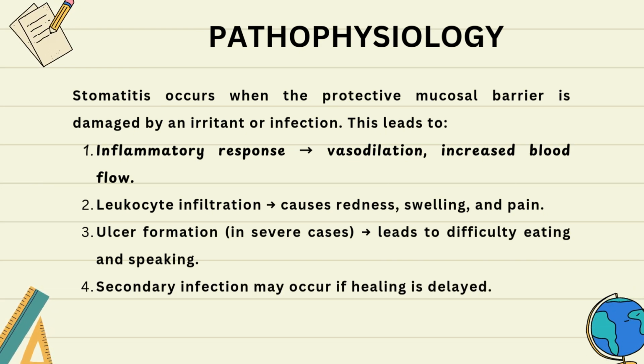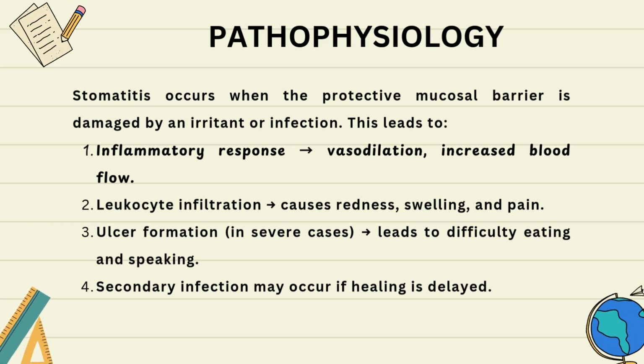Leukocytes, or white blood cells, infiltrate the tissue. Their job is to attack pathogens and clean up damaged cells. This process results in redness, swelling, heat, and pain, the classic signs of inflammation. In more severe cases, prolonged inflammation may lead to ulcer formation, where the top layer of tissue breaks down.